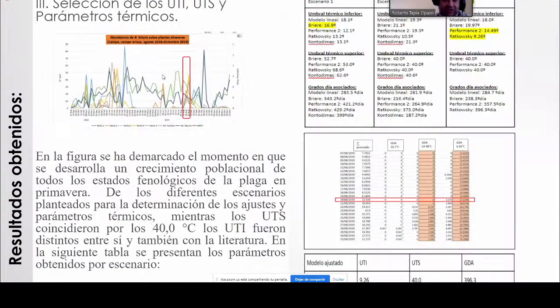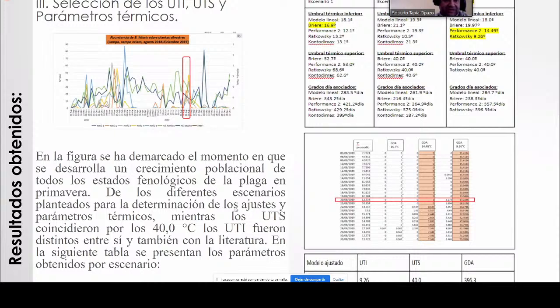So here what we see is, as we mentioned before, Bagrada is cyclic, but it's found throughout the year. And starting on July 1st, which is here, around here, the first important peak of immature stages occurs about or around the 20th of August, as you see here. So we've marked the moment where we have a population growth of all phenological stages of the pest in the spring.